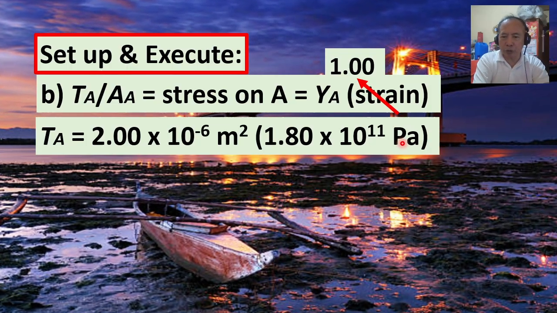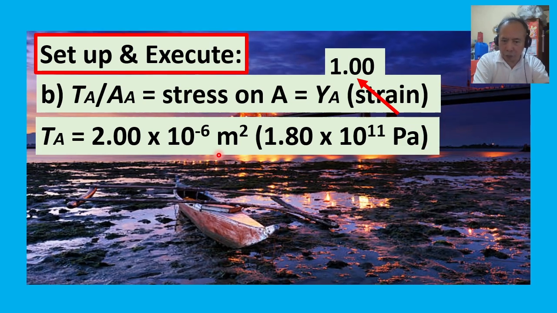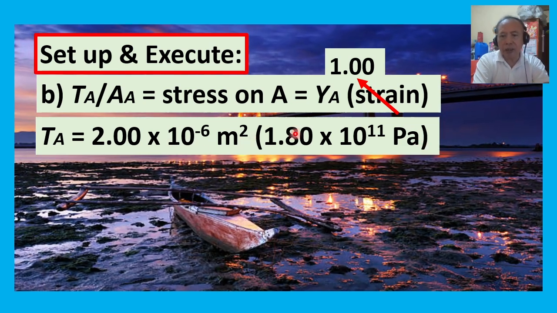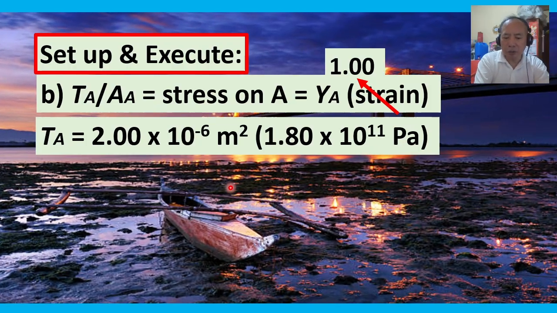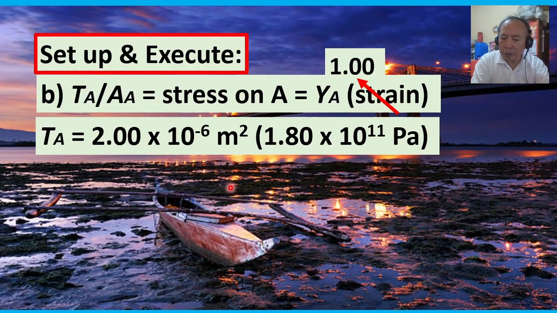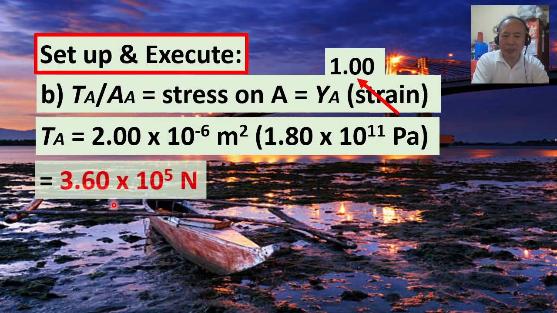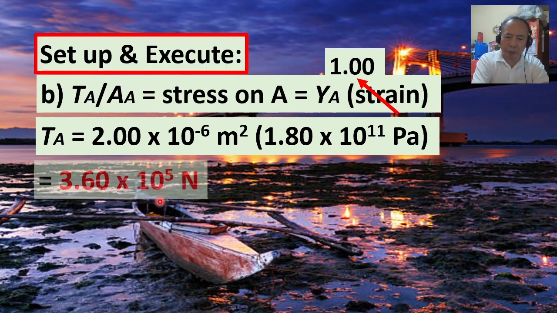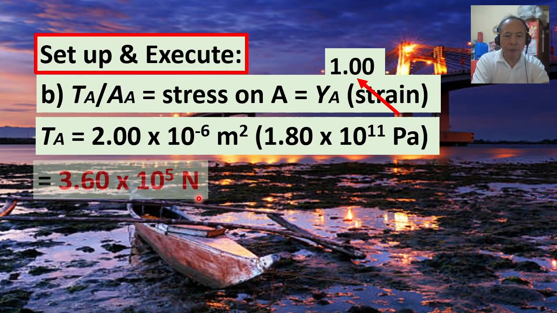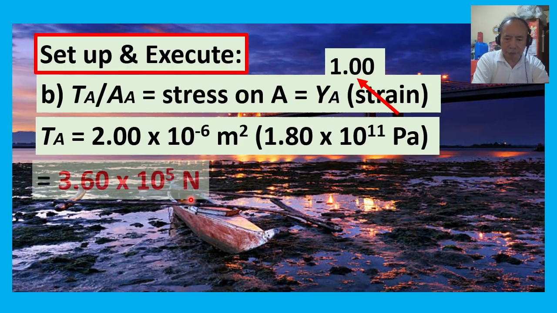Pascal, which is also Newton per meter squared, right? When multiplied to the cross-sectional area, obviously the unit meter squared cancels out. So our value for T sub A is just equal to 3.60 times 10 to the fifth power Newton, in three significant figures.